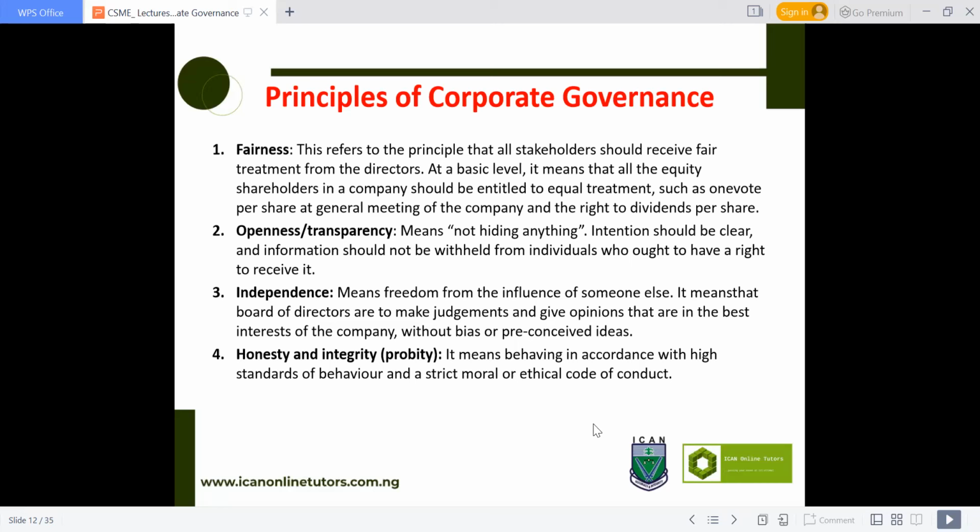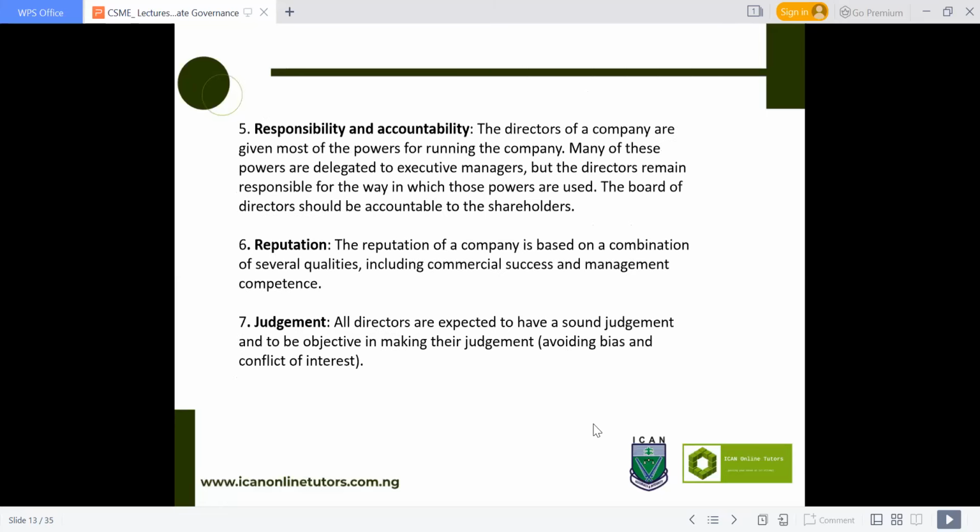Then another core principle of good corporate governance is what we call honesty and integrity. It means behaving in accordance with a high standard of behavior and a strict moral or ethical code of conduct. We also have responsibility and accountability.